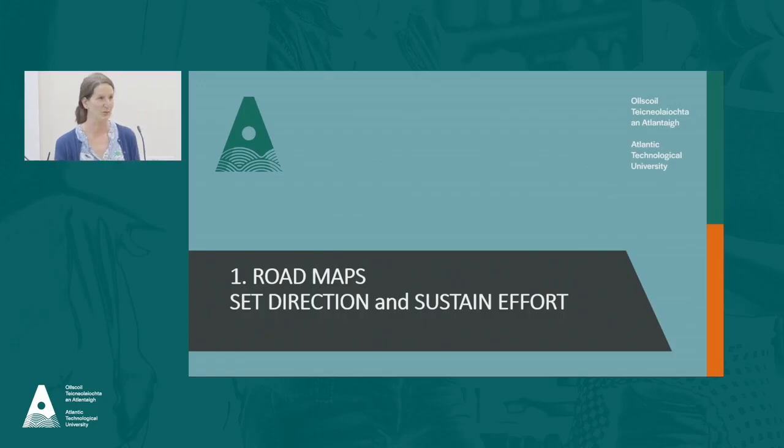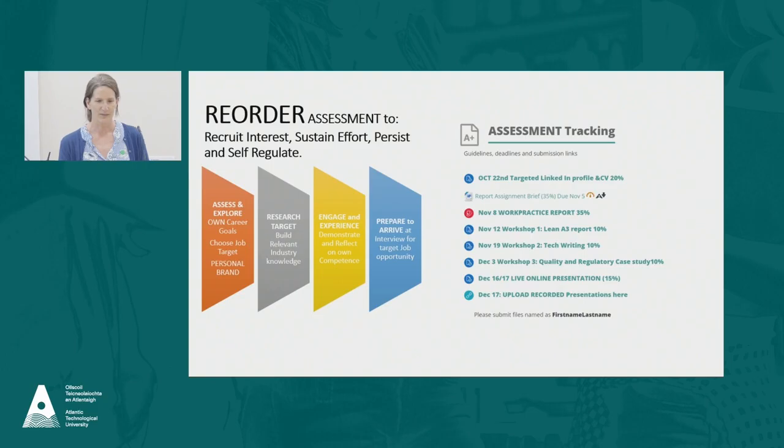So strategy number one was to improve, I suppose, my roadmaps in terms of how the module was delivered. So setting the direction in the first place and sustaining their effort. So I thought this was something I could work on. And the first thing I did with this is I looked at how I was assessing them. So I usually list the assessments and provide all the links in one tab in Moodle. And I reordered this to make it more logical. So it ends with the final assessment, which is essentially like an interview presentation, as if interviewing for a particular job.